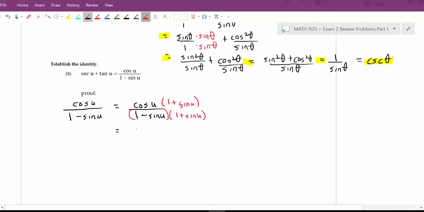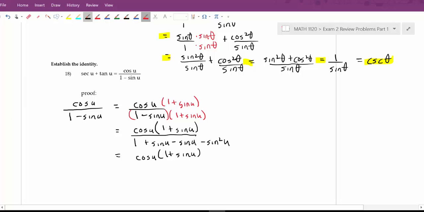So what we're going to have in the numerator is cosine u times 1 plus sine u. We may have to multiply that out. And then the denominator, we do need to multiply that out. And if you do that by FOIL, you're going to have 1 plus sine u minus sine u minus sine squared u. Okay, so we're going to do that. Now let's go ahead and just bring down the numerator and just keep doing that. We may have to multiply it out. We'll see. And then the denominator is going to be 1 minus sine squared u.